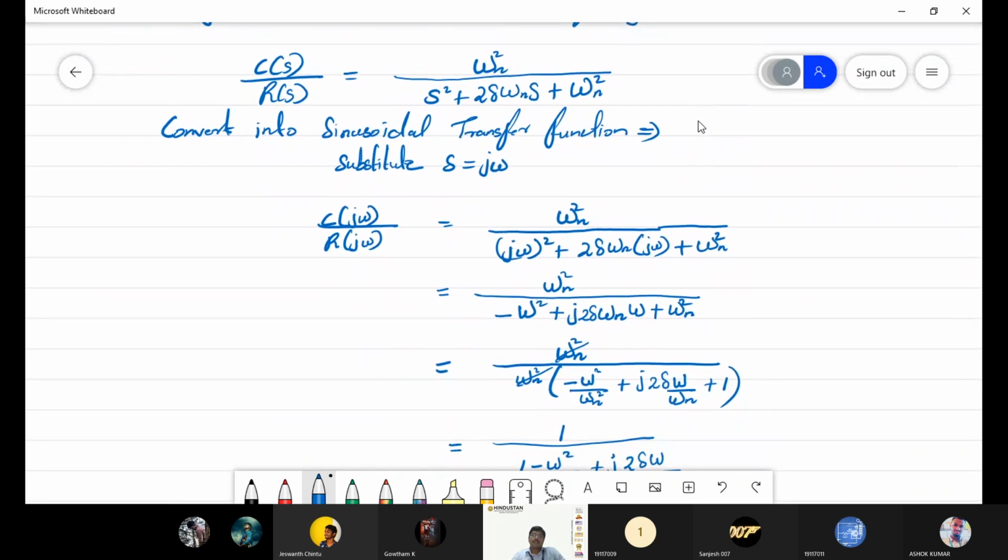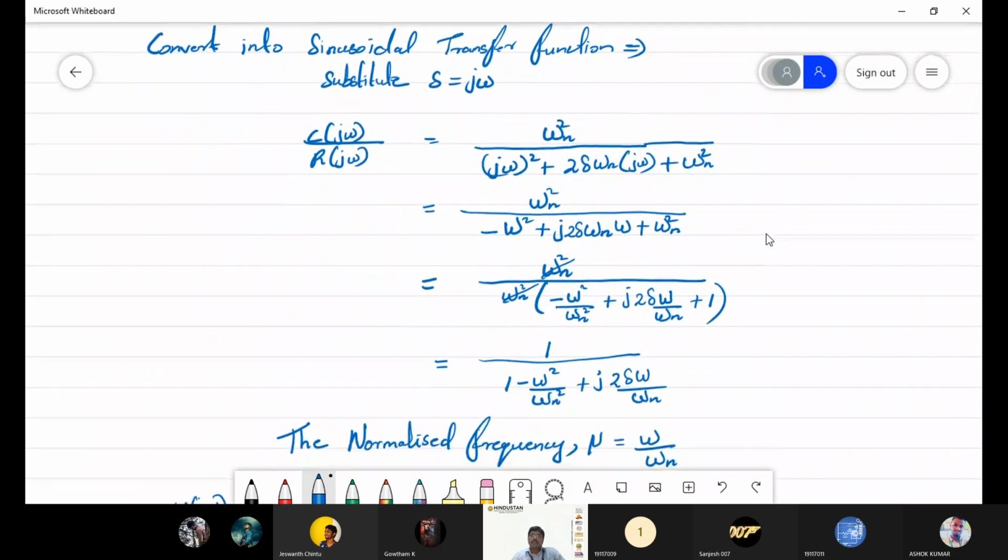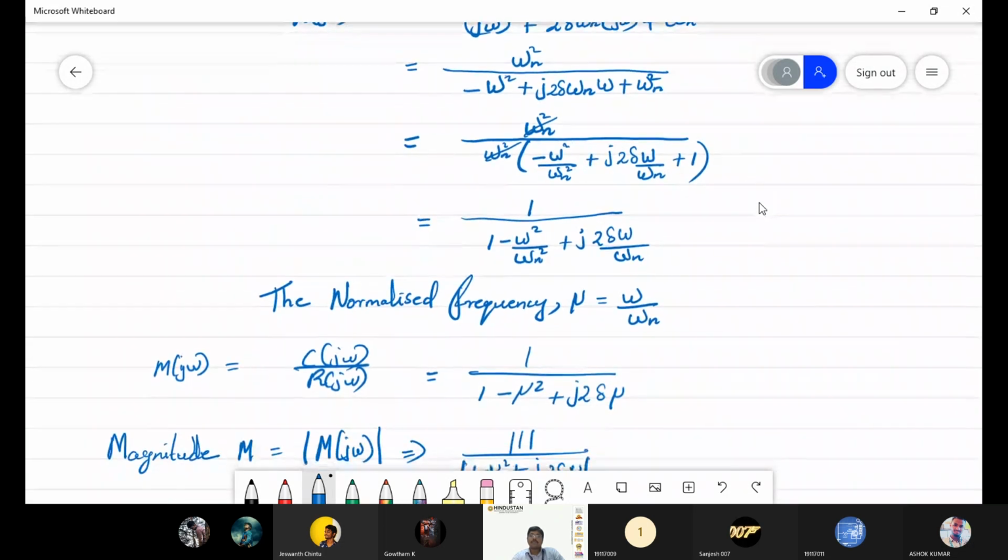Now what we are doing is substituting s equal to j omega, since it is a frequency domain specification, right? We substituted j omega here, therefore j omega the whole square is minus omega square. Now we take omega n square outside, for a particular format we need it, right? Therefore the omega n square in the numerator and the denominator cancel each other. Therefore 1 divided by the term like that.